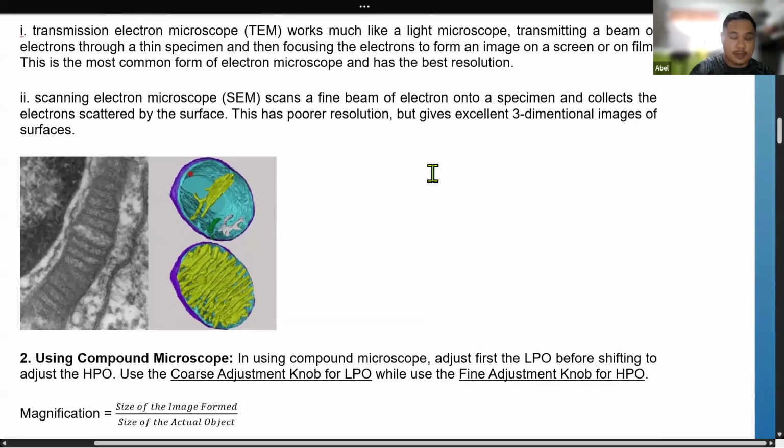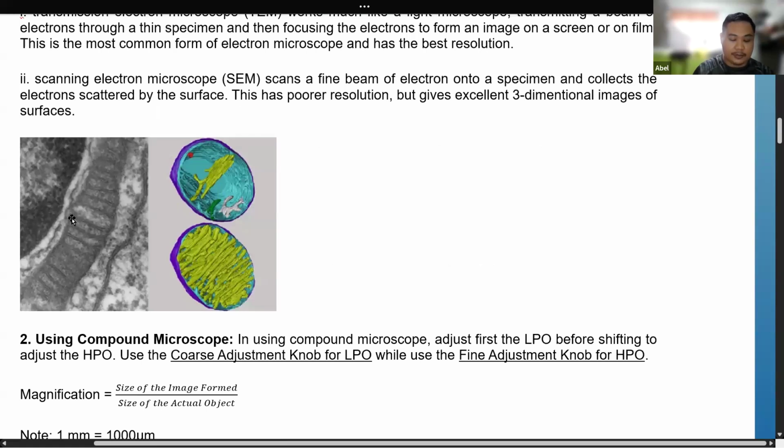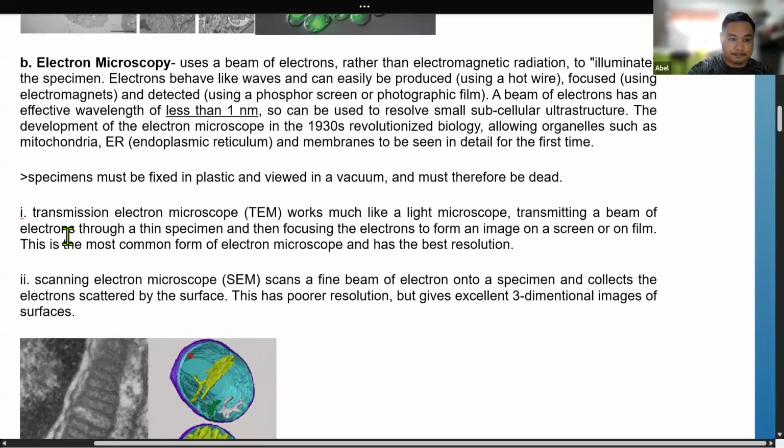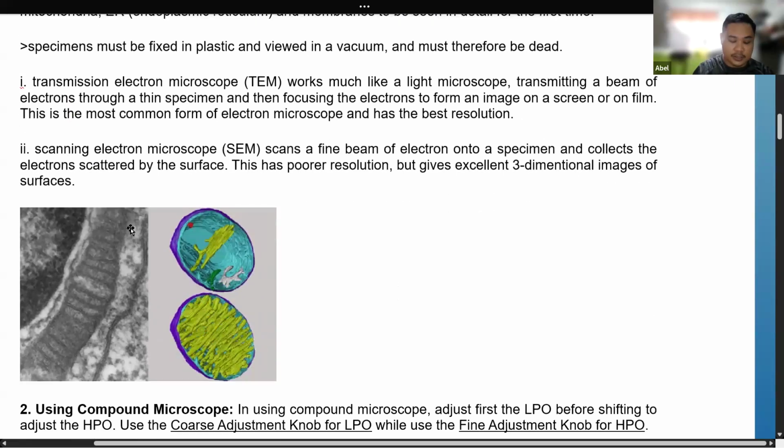So this image is coming from an electron microscope. Here we have the transmission electron microscope, and here is a detail of the mitochondria.